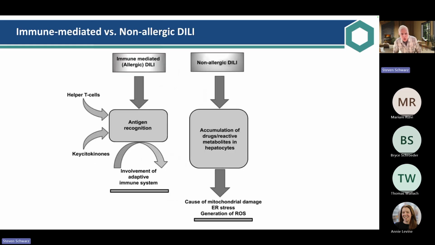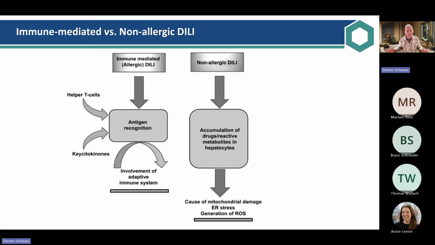So, as I mentioned earlier, we can either have allergic DILI or non-allergic DILI. With immune-mediated or allergic DILI, there's a recognition of a specific drug-associated antigen, which recruits helper T cells, may also recruit B cells, producing antibodies, and we have the adaptive immune system that's activated.